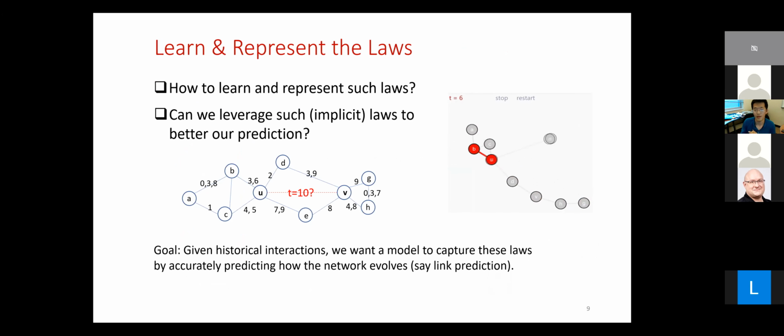So we have this question. We know temporal networks have these fundamental laws. We're wondering whether we can build a model that can learn or extract these laws so that we can better represent a temporal network. Whether we can indeed capture these laws so that it can help us make predictions of how the temporal network will evolve in the future.